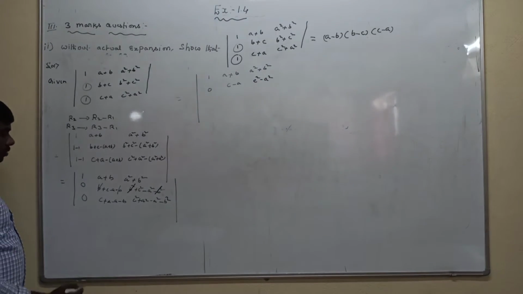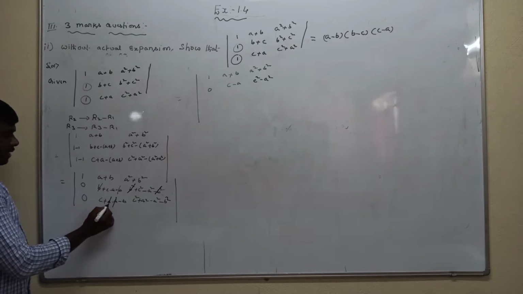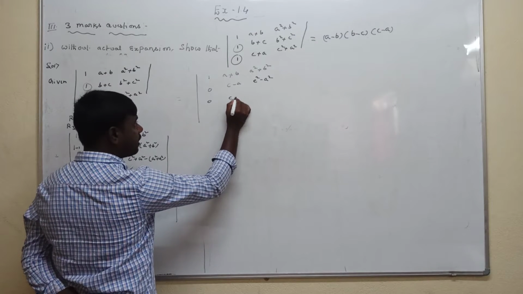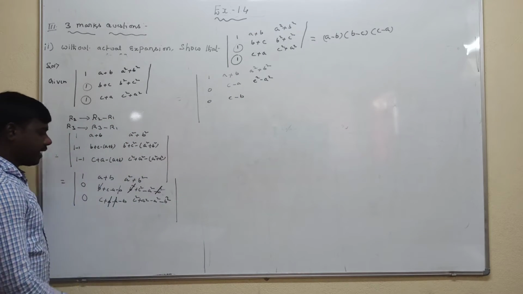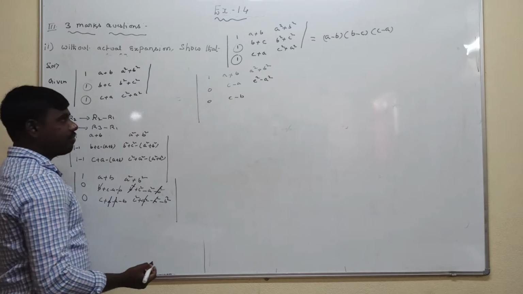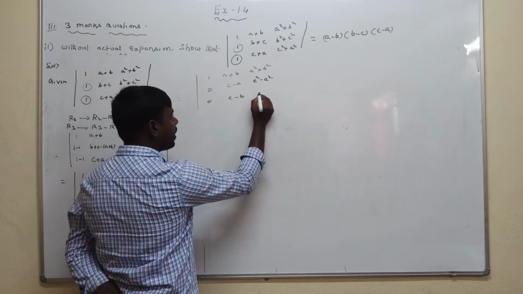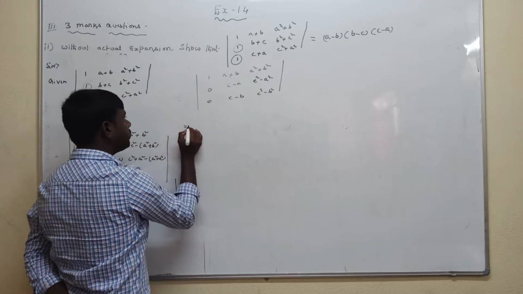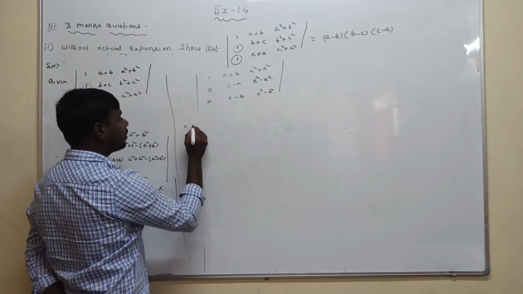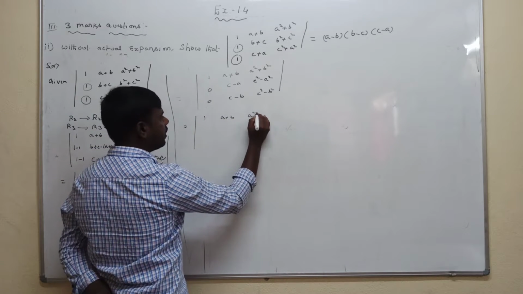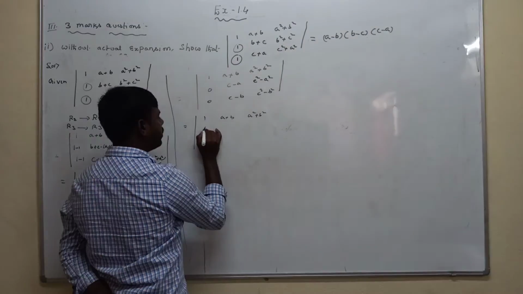See the third row, minus a plus a get cancelled, left of the value is c minus b. Next here, minus a square plus a square get cancelled, left of the value is c square minus b square. After that, 1, a plus b, a square plus b square, 0.